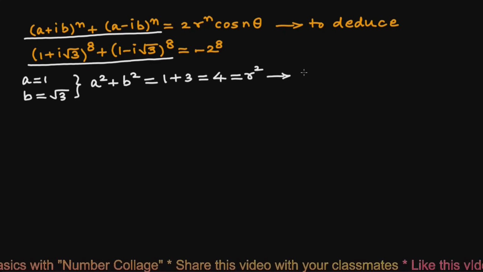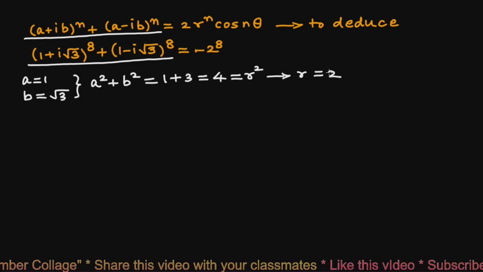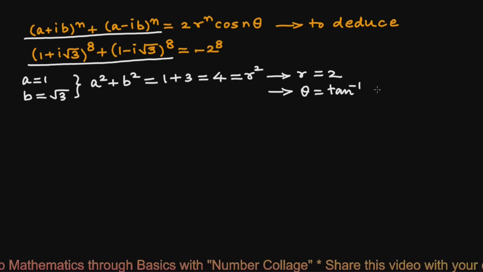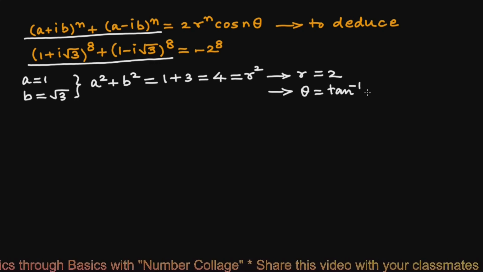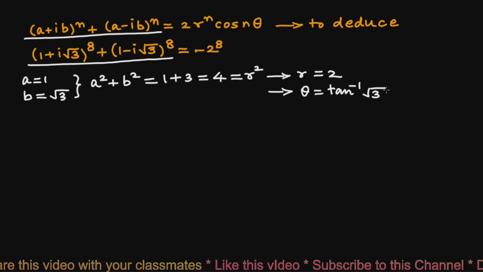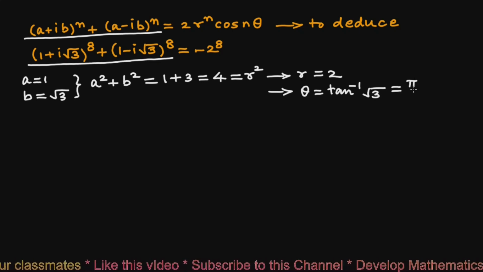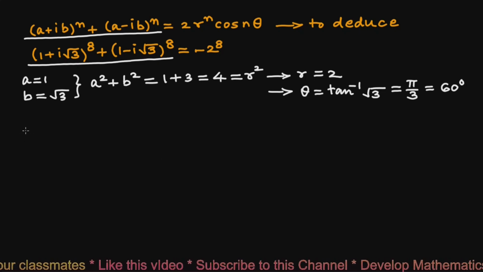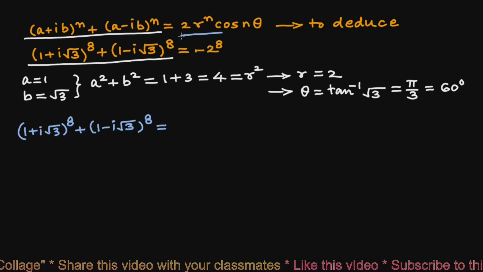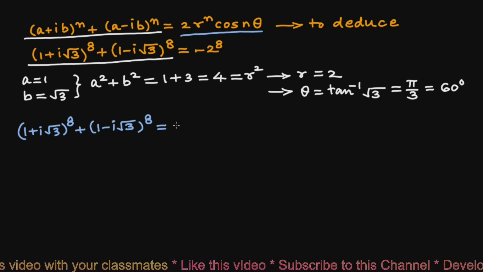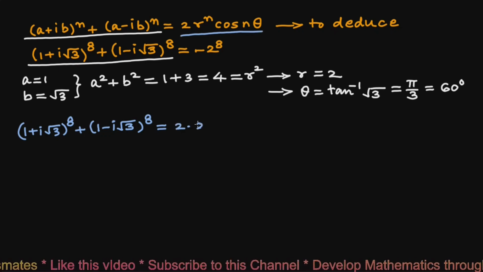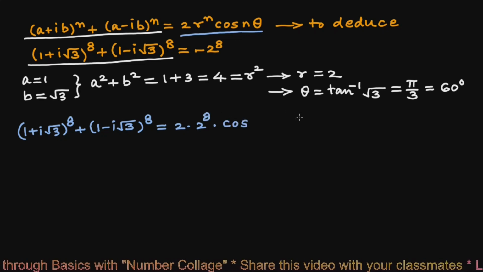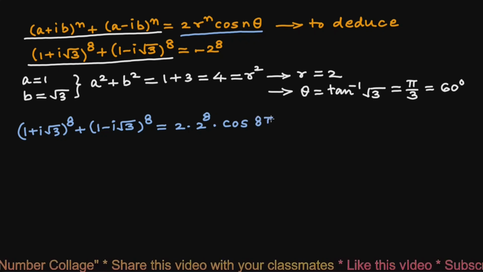Therefore, we get modulus r equals 2, and argument theta is tan inverse of b upon a, that is root 3 upon 1 or simply root 3. But tan inverse of root 3 is pi by 3, which is 60 degrees. Now we write the left hand side, which is 2 r raised to n cos n theta, that is, r is 2, so it will be 2 raised to 8, cos of n theta, where n is 8 and theta is pi by 3, so it will be 8 pi by 3.